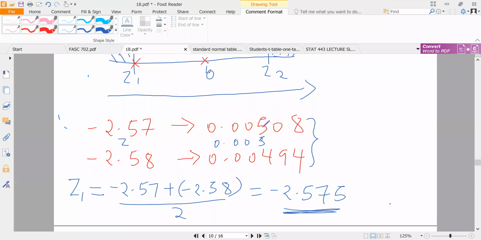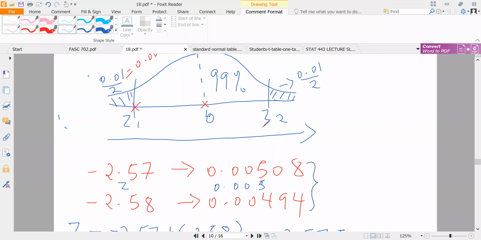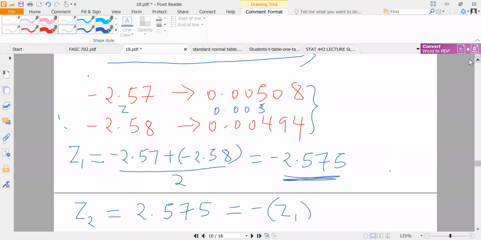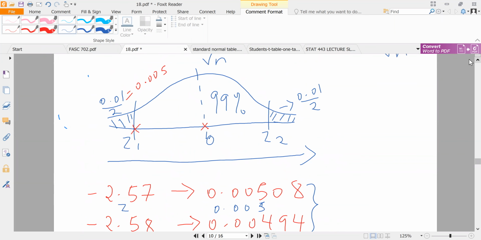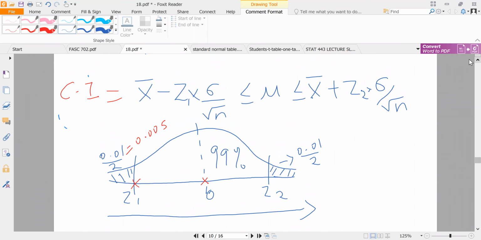Now, once we have identified Z1, then Z2 is the negation of Z1 because the curve is symmetrical. So Z2 is 2.575. We obtain those values of Z1 and Z2, and with this information we substitute into that expression to get our confidence interval.